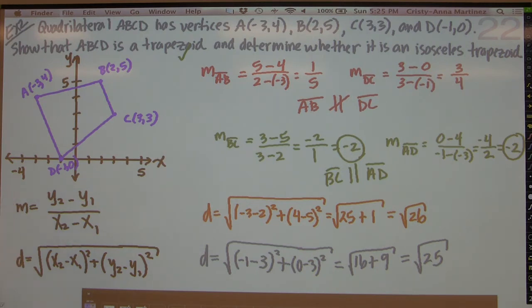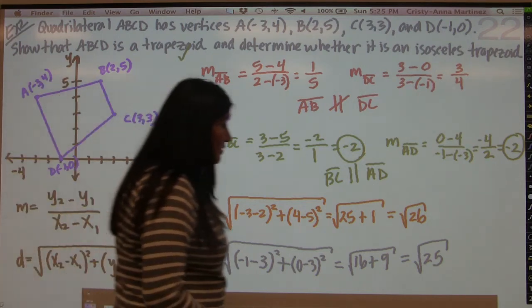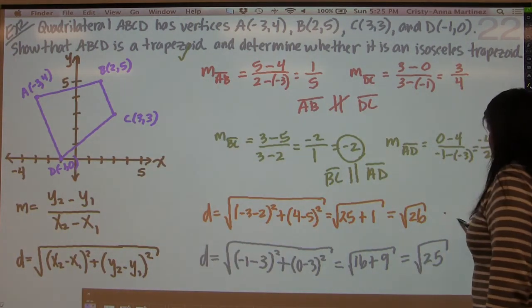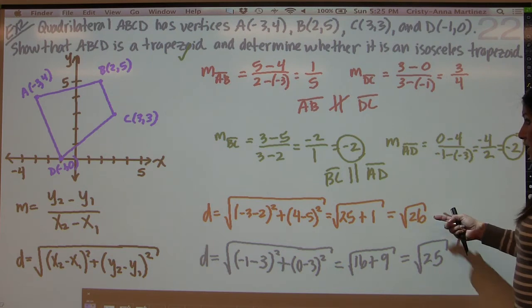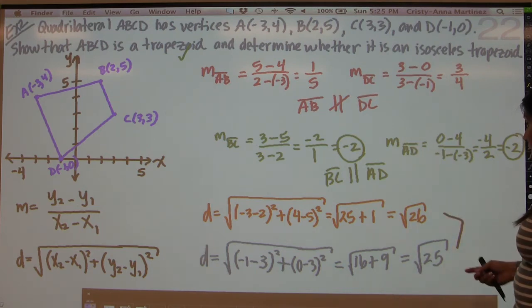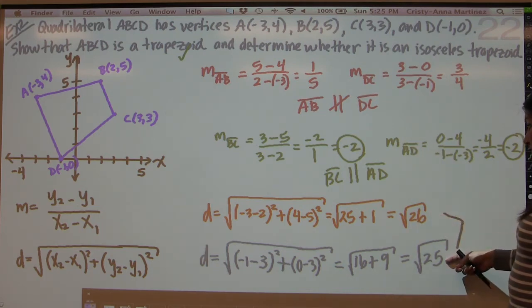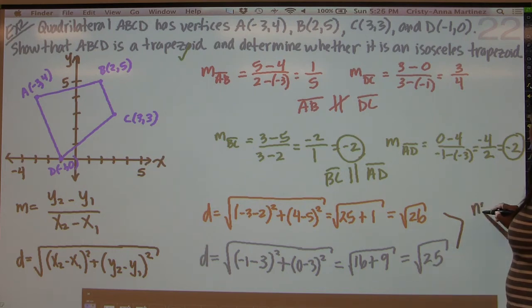So it's not isosceles. So it's said to determine whether it was isosceles or not. So in this case, because we didn't get the same, we got close. I mean, they're pretty close there. And it looks like it's an isosceles trapezoid, but it's actually not. Square root of 26 and the square root of 25, not the same. So not isosceles.